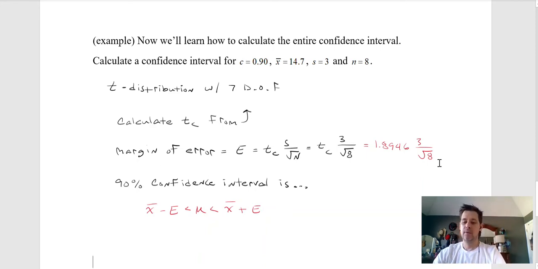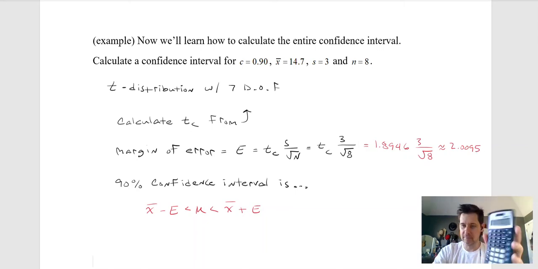Okay, 1.8946 times 3 divided by root 8. Okay, so I get like 2.0095. All right. So I'm supposed to take my sample mean, 14.7, and either subtract or add that margin of error right here. Okay. So let me write down that number, 2.0095. Okay, and there's more digits after that. I'm going to leave it in my calculator, but I wanted to write it down so you could see it.